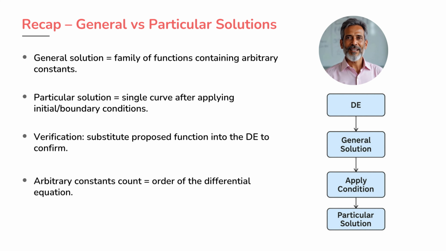First, we saw that solutions of algebraic equations are numbers, but solutions of differential equations are functions. Second, we defined the general solution, a family of curves with arbitrary constants equal to the order of the equation. Third, we defined the particular solution obtained when those constants are fixed by given conditions. Fourth, we practiced verifying a proposed solution by substitution, the foolproof method.